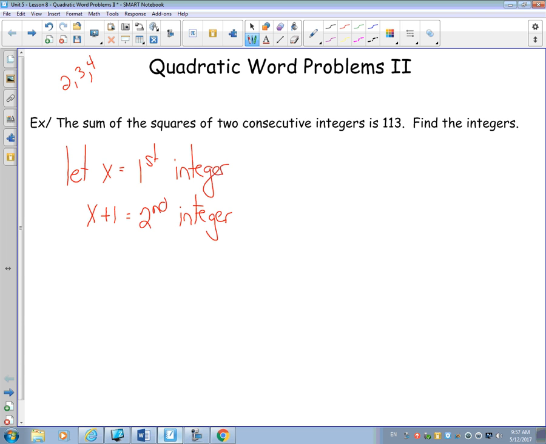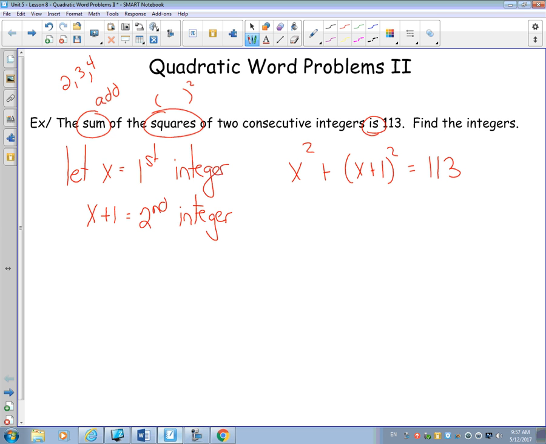Okay, the sum of the squares. Well, sum means add. Squares means you have to square something. So if I sum and square these integers, I'll end up with the first one squared plus the second one squared. And I know it is 113, which means equals 113. And I have myself a quadratic equation that can be solved now.